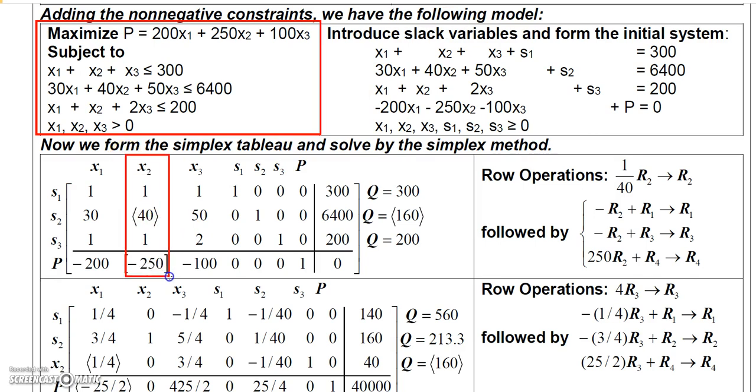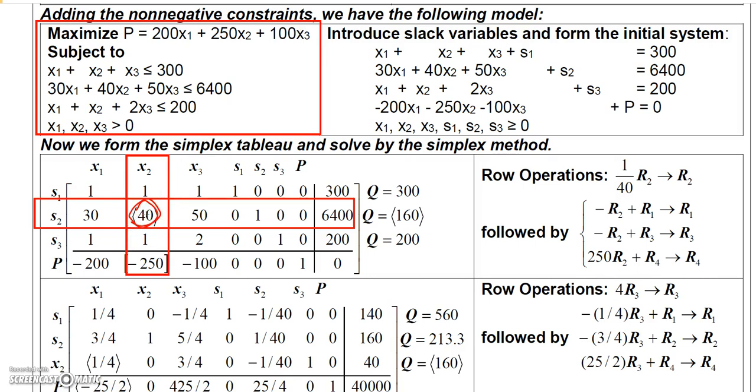And since negative 250 is the most negative indicator, that's got to be the pivot column. So then we divide these three numbers into their constants. Well, 300 divided by 1 is 300. 6400 divided by 40 is 160. And 200 divided by 1 is 200. So it looks like the 160 identifies the pivot row. And so that means that the pivot row and the pivot column intersect at this 40.